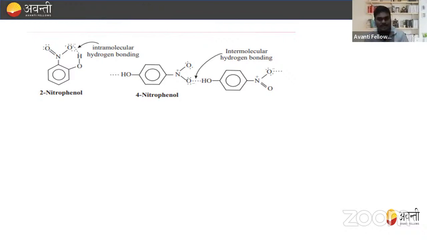I hope this is understood. Do you understand this? Yeah. And the intermolecular hydrogen bonding is obtained in case of 4-nitrophenol.